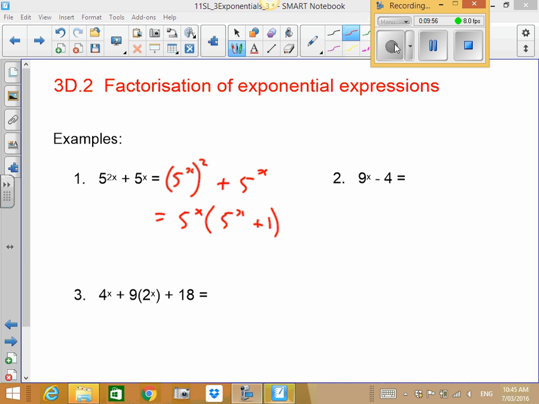When we see an expression like 9 to the power of x minus 4, we need to write each term with the smallest base. In this case, this is the same as 3 to the power of x all squared minus 2 squared. Can you recognise that expression? Hopefully you'll see that that is a difference of squares, which can be written as 3 to the power of x plus 2 times 3 to the power of x minus 2.